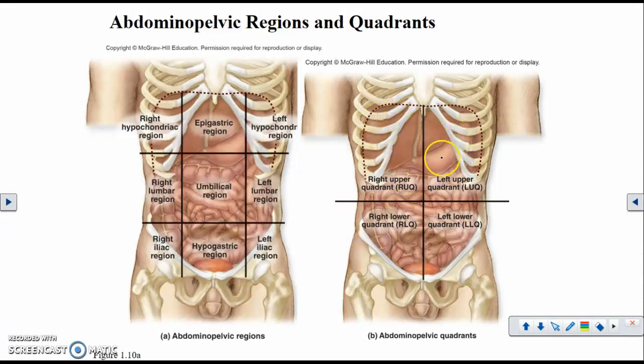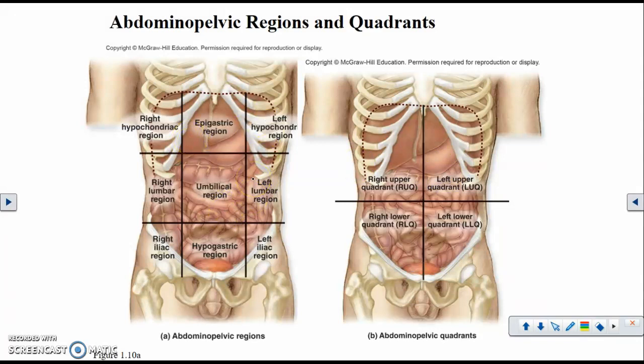And as we can see, we have a right upper quadrant, left upper quadrant, right lower quadrant, and left lower quadrant. Or you can divide them into the much fancier 9 regions. That's the hypochondriac region, hypo meaning below, chondriac meaning ribs, epigastric meaning above the stomach, lumbar because that's your lumbar region, the umbilical region, that's where your belly button is, hypogastric meaning below the stomach, and the iliac region, because the bone in this region is called the iliac bone. So those are 2 different ways that you can divide the abdominal pelvic cavity.